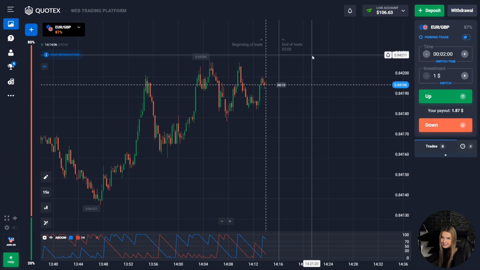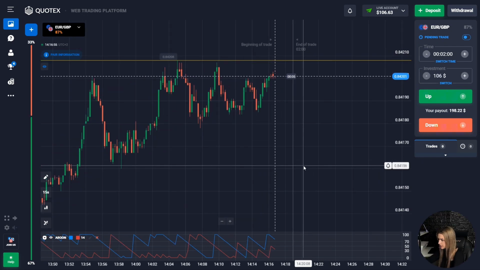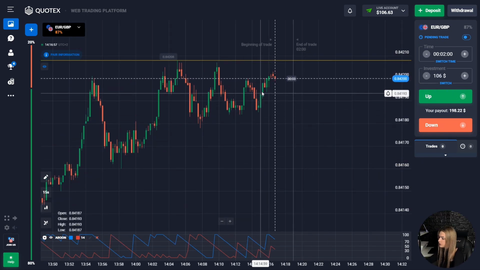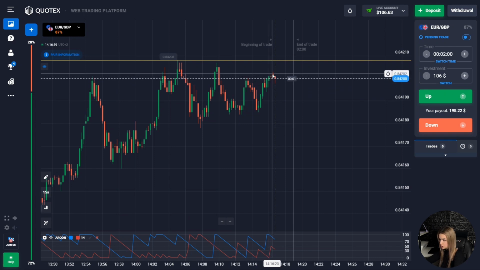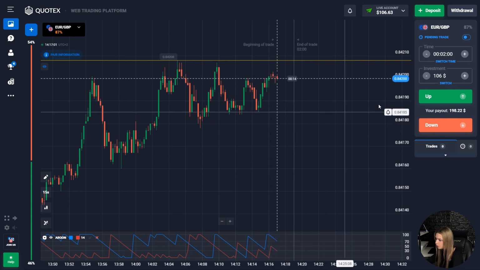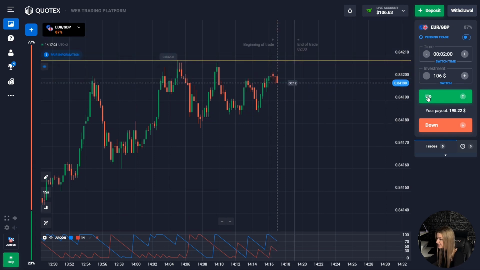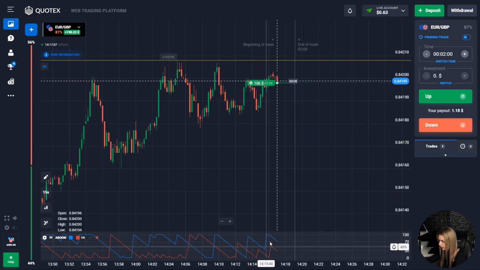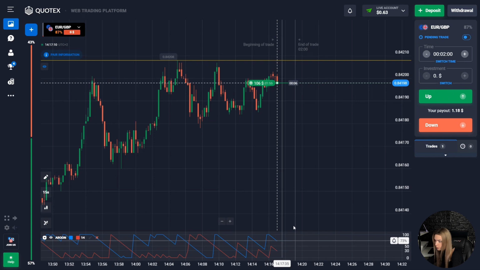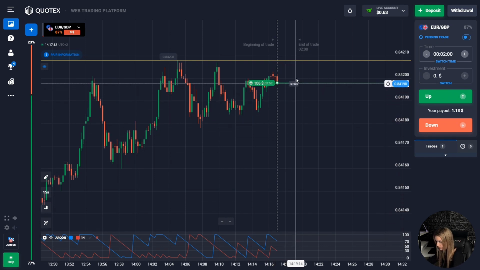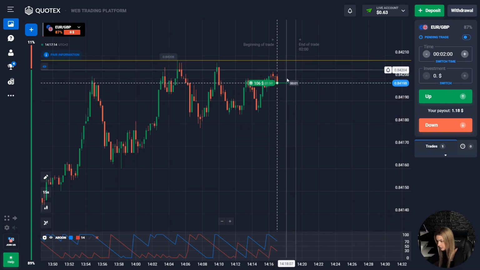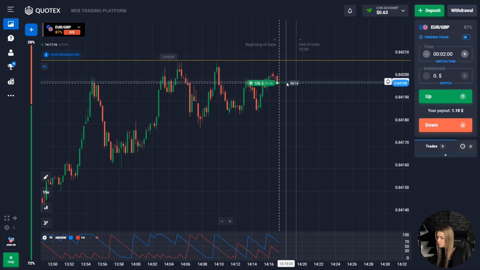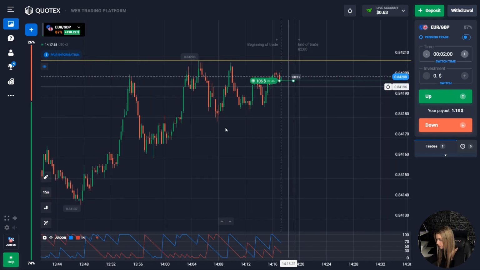So guys, let's continue. As you can see, the price continues to move up to the resistance level. In such a situation, I suggest that we immediately open a deal for 2 minutes up, because the blue line on the indicator is located at the top. This is how we understand that the price has the potential to go up. At the same time, we still have enough space to reach the market level.